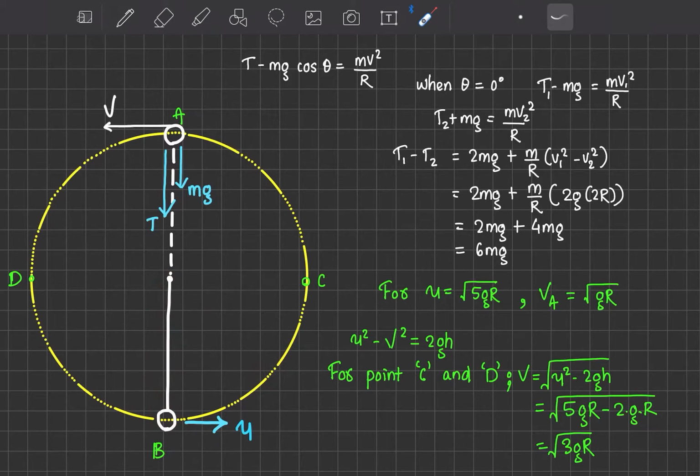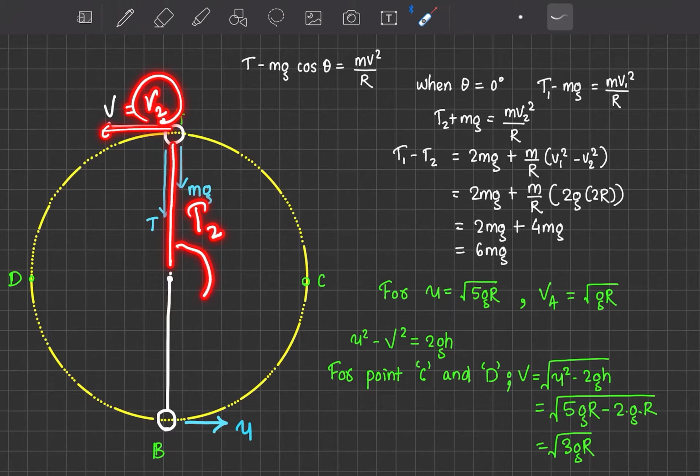Now if we talk about the bottommost position of the particle, then the value of theta is actually 0 degrees. It is the downward position. For the downward position, theta is 0 degrees, and if we put 0 in this equation, let's say the tension here is T1. So T1 minus mg cos 0, which is mg, T1 minus mg equals mv1 square by r. Let's say the velocity at the bottommost point u corresponds to v1. Similarly, for the topmost position, let's say the velocity v corresponds to v2, and the corresponding tension in the string is T2.